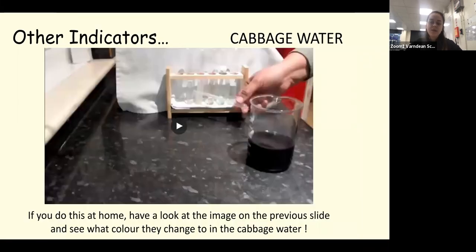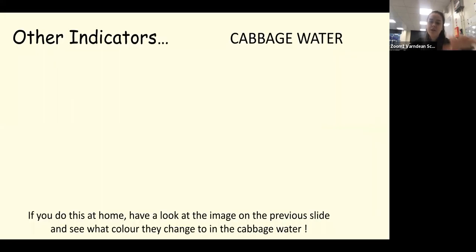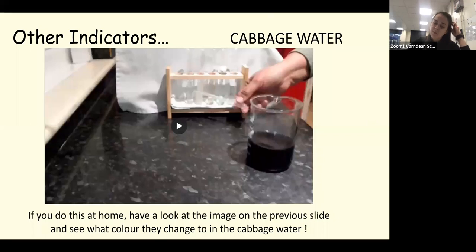Now, Mrs. Tomlinson has filmed another video for you using a type of indicator that you can make at home. So we can make another indicator using cabbage water, and the cabbage water will again turn different colours when it's put into different substances. So you can have a little look at this video. It'll be in your Google Classroom if you want to do this at home. So I've said if you do this at home, have a little look on the image on the previous slide. So this picture here, maybe you can test some of these things that you might have at home and see what colour they change.